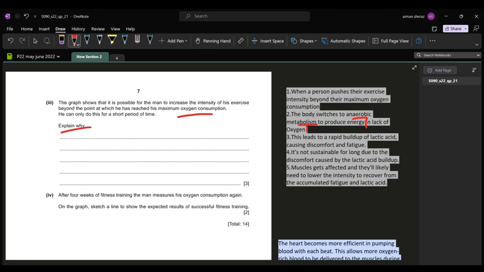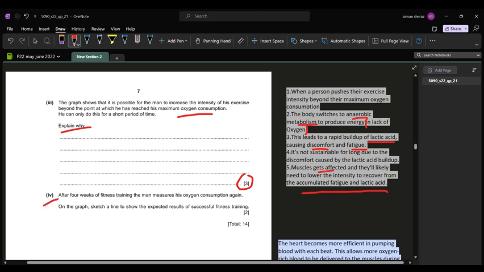In aerobic respiration what do we do, we use oxygen, but in anaerobic respiration we do it in the lack of oxygen. This would rapidly build up the lactic acid, and it would cause discomfort and fatigue in your muscles, or you can even say cramps. So it's not sustainable for a long period of time because of the discomfort caused by it. So muscles get affected, and likely the person has to lower the intensity to recover from the accumulated fatigue and lactic acid. So in 3 points, you had to write any 3 out of 5 points, and you could have gotten the marks.